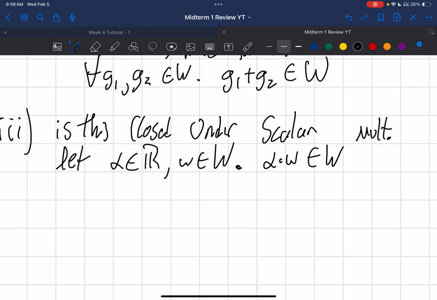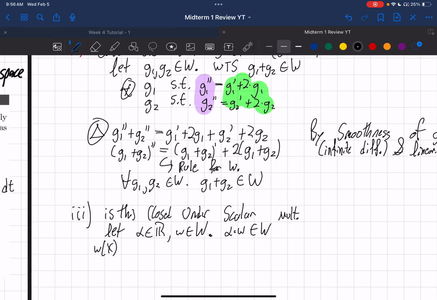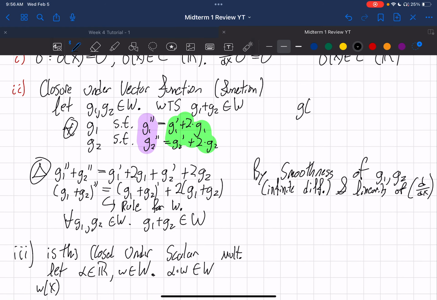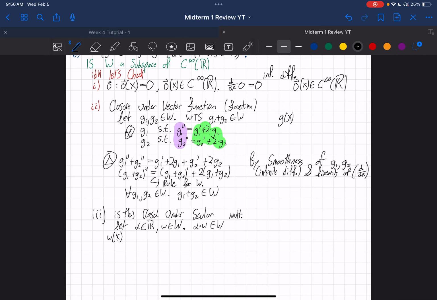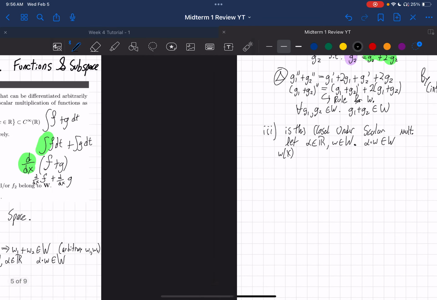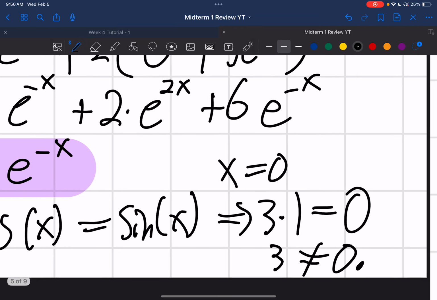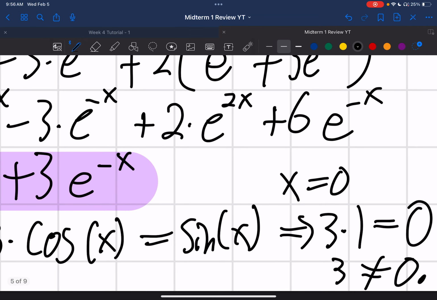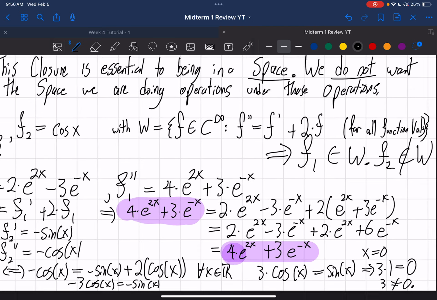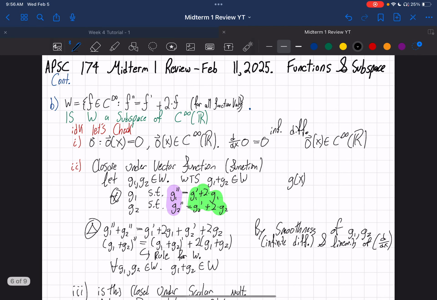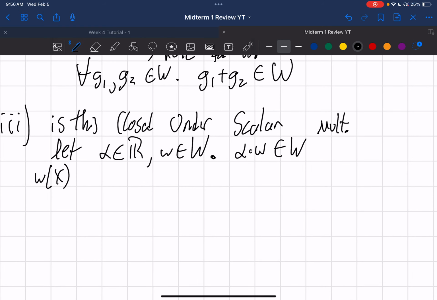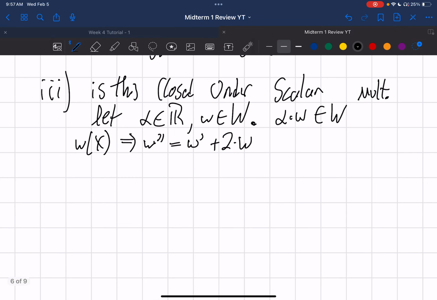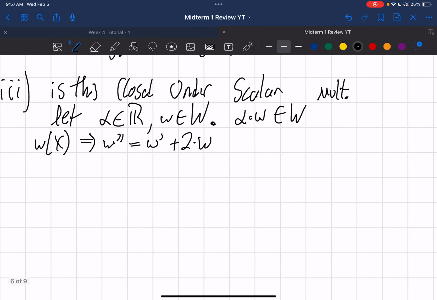I guess w is going to be our function. So also, I wasn't clear about this before, but these are g's acting on x. They have some input. They have some value. And that's why, for example here, we were able to show by counterexample that if we just choose an x value of 0, our equation doesn't hold, we're not in W, and therefore f2 was not an element of W. Okay, so w has to be in the form of w's second derivative being equal to w's first derivative plus 2 times w. Now we're going to see what happens when we take alpha times this.